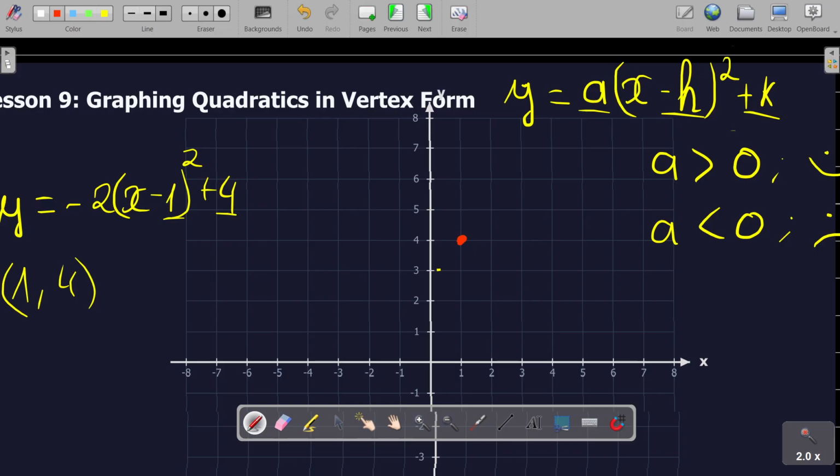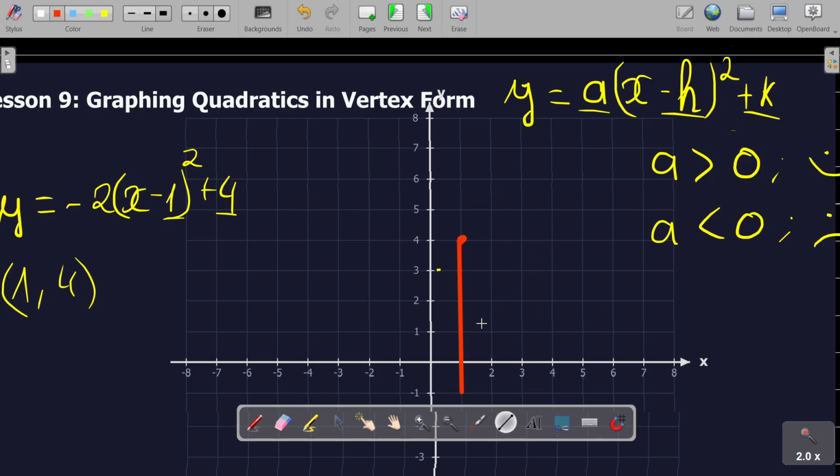So h is 1, k is 4. Now we need to draw a vertical line at x equals 1. So I have to go through here. I'm going to use this tool to draw that line. Why do I want to do this? Because I want to promote symmetry, the axis of symmetry.